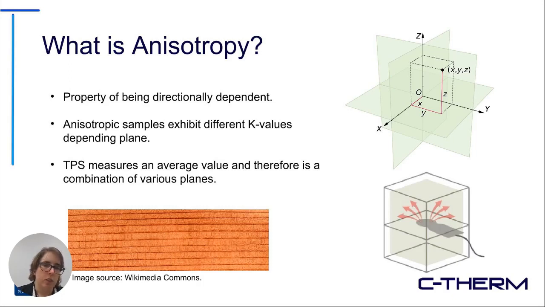And the TPS method in particular is valid for orthotropic samples. If you look at the upper right-hand side, an orthotropic sample would be one where the thermal conductivity is the same in the X and Y dimensions, but different in the Z dimension. So there's a plane where the thermal conductivity is equal, more or less, and then in the through-plane direction, it's got a different thermal property.